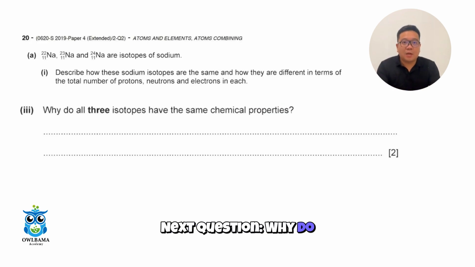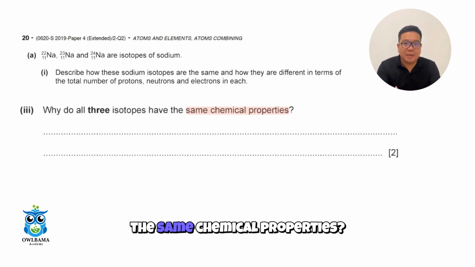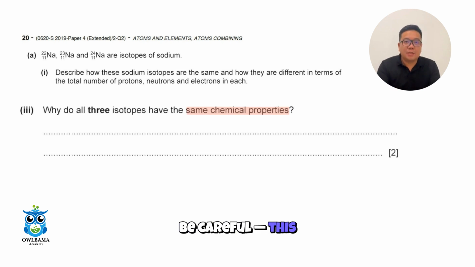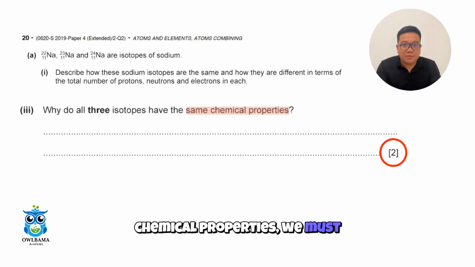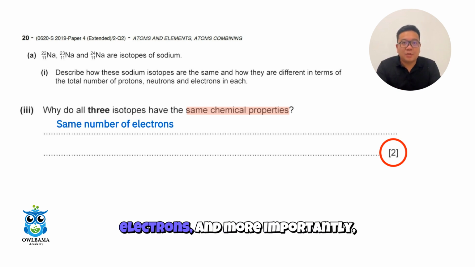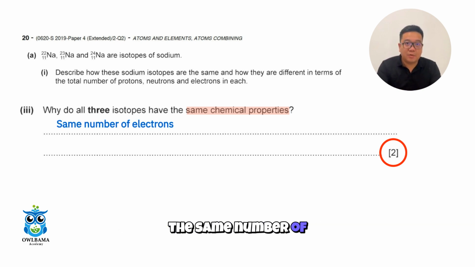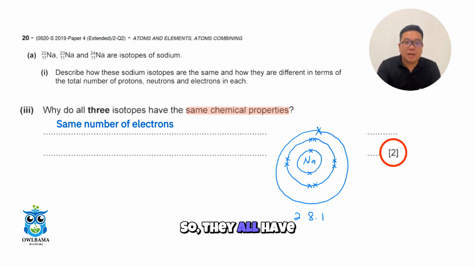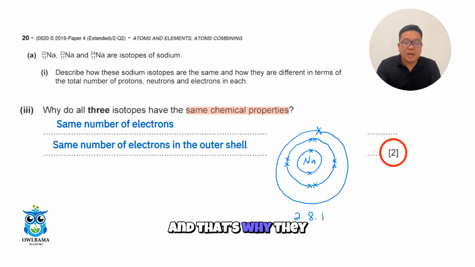Next question, why do all three isotopes have the same chemical properties? Be careful, this question is worth 2 marks. Whenever we talk about chemical properties, we must relate it to how electrons behave. All three isotopes have 11 protons, which means they also have 11 electrons. This means they have the same number of electrons and, more importantly, the same number of valence electrons, or outermost electrons. For sodium, the electron arrangement is 2.8.1. So they all have the same outermost configuration, and that's why they have the same chemical properties. This is a 2-mark answer.